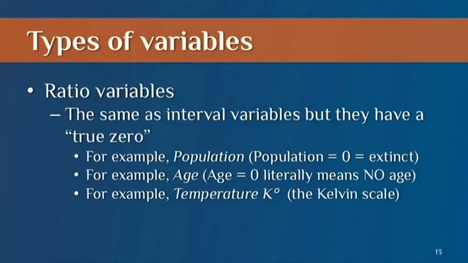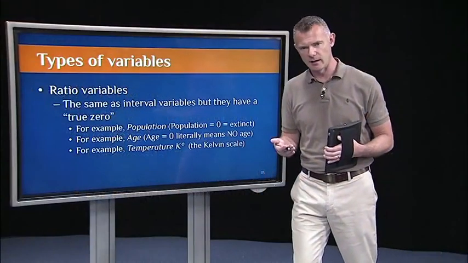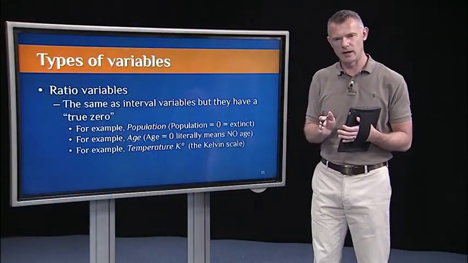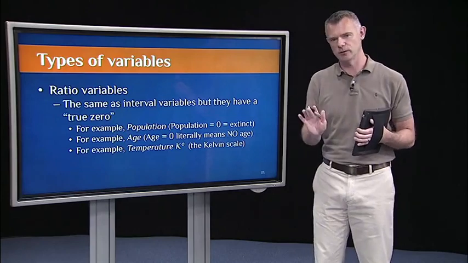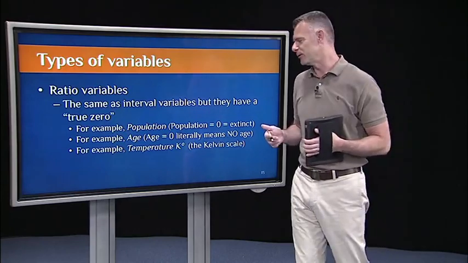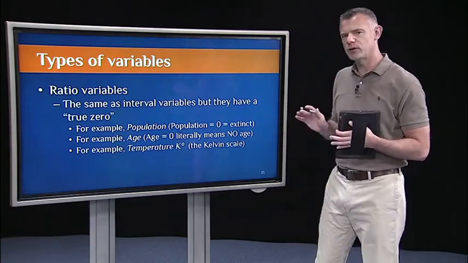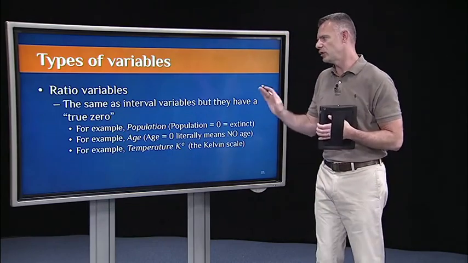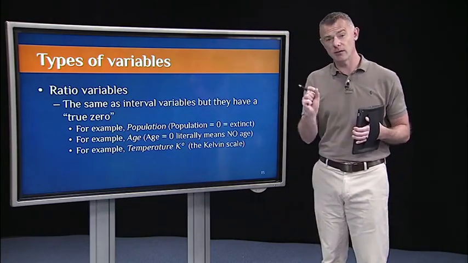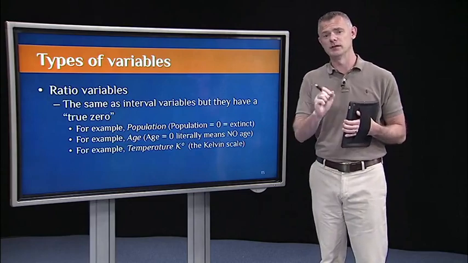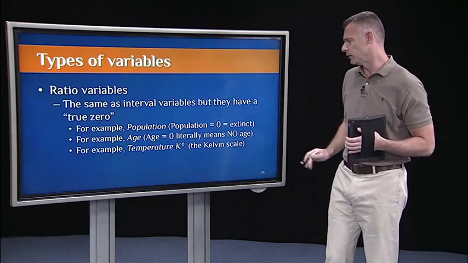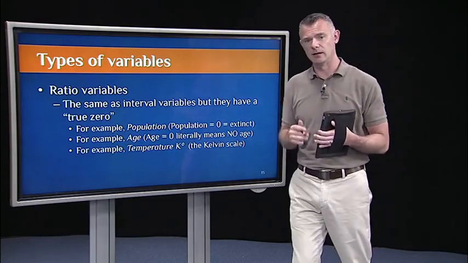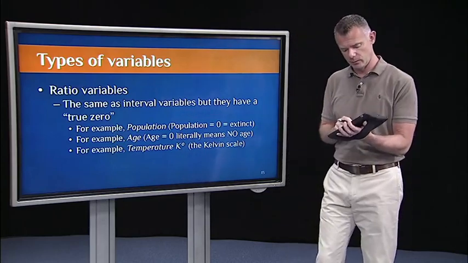Another good example, and an example we're going to use a lot in the next segment, is temperature. So temperature on the Kelvin scale, we're not used to temperature on the Kelvin scale unless you've taken a lot of chemistry courses. You might be used to that. But temperature on the Kelvin scale is a ratio variable because 0 Kelvin is absolute 0. It means no temperature. So temperature on the Kelvin scale is a good example of a ratio variable.